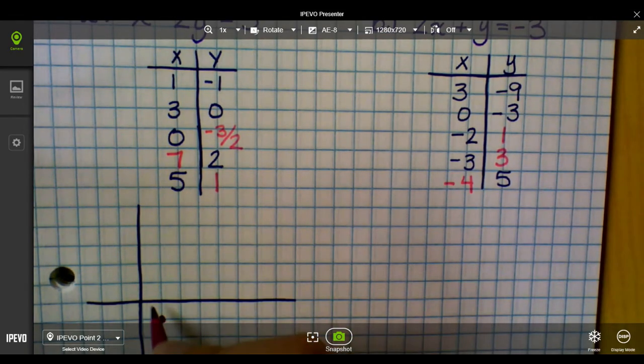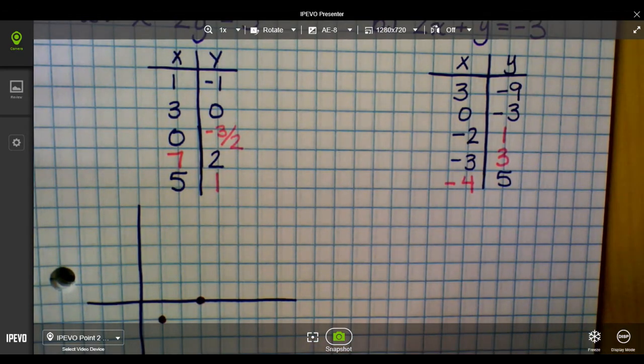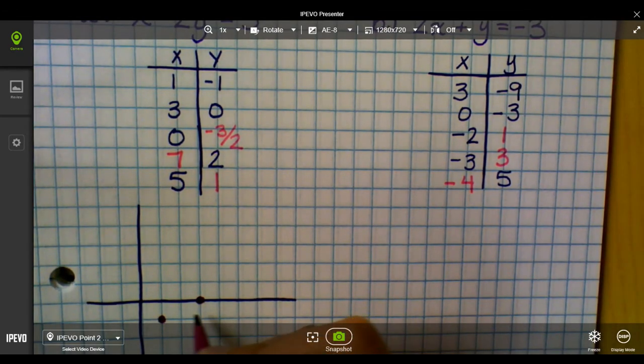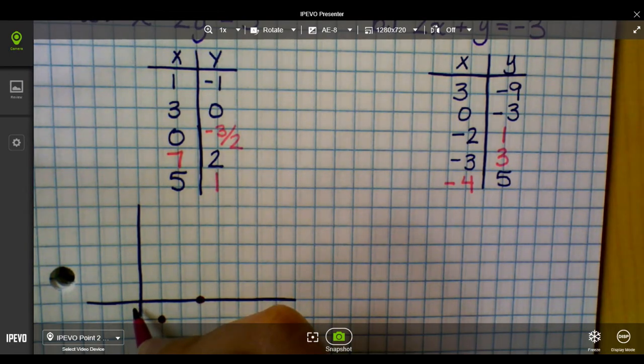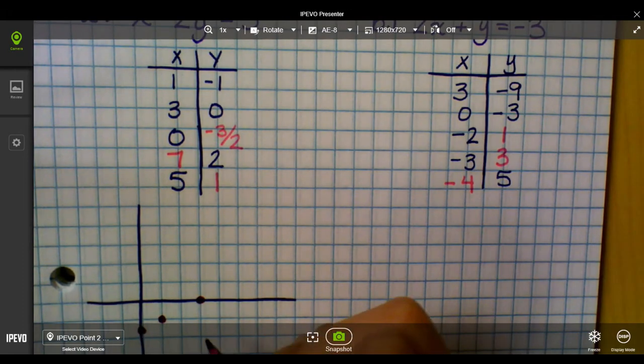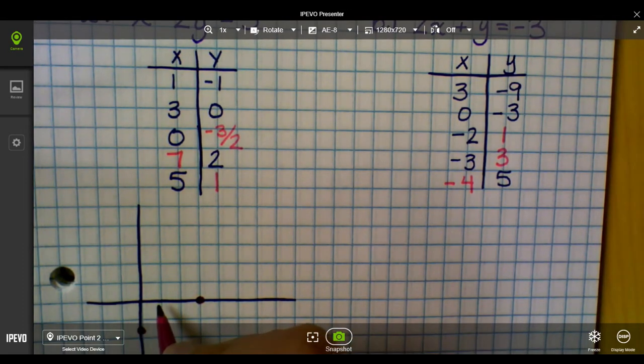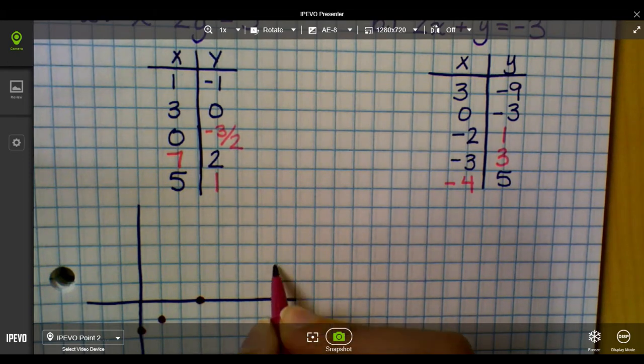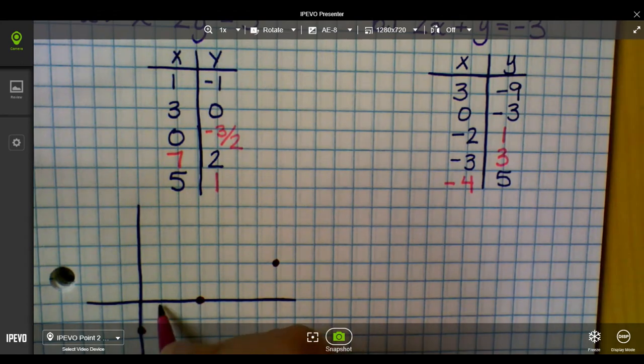Then I have 3, 0 to the right 3, and then I'm going up or down nothing. So it's going to be right on the x-axis. 0, so I'm going nowhere over here, but then I'm going down negative 3 over 2. So that's about negative 1.5. So I'm just going to be down here. And then 7, 2, got to go to the right 7. 1, 2, 3, 4, 5, 6, 7, and then up 2. And then to the right 5 and up 1. 1, 2, 3, 4, 5, up 1.